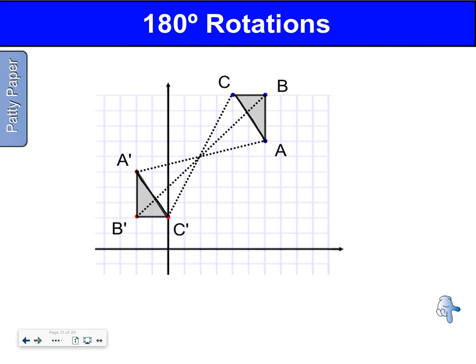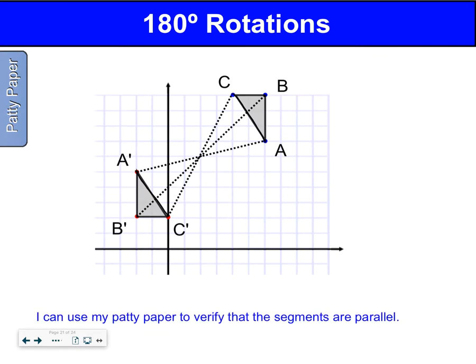So we can see that BC will be parallel to B prime C prime because they both exist on horizontal grid lines. And in the same fashion, AB will be parallel to A prime B prime because they both exist on vertical grid lines. But how can we prove that AC and A prime C prime are parallel? Well, if you remember, we can use patty paper to verify if segments are parallel or not.